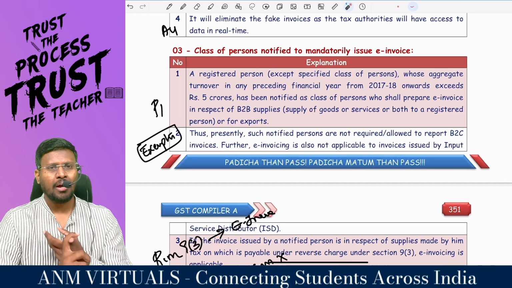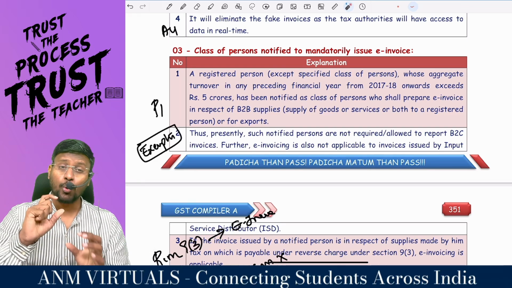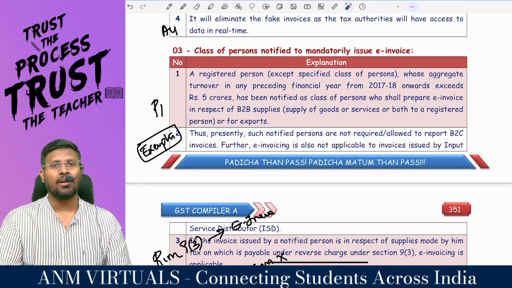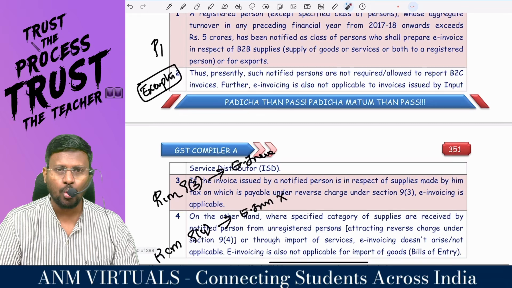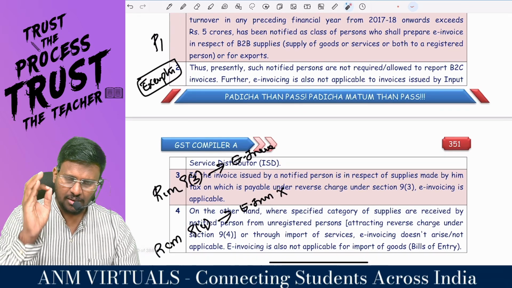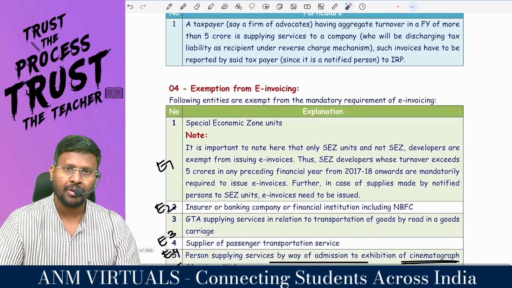Sir, if your aggregate turnover in any of the preceding previous years exceeds 5 crore, and if you are doing B2B supply, that is a very important point, then you are mandatorily liable to do e-invoicing. If it is B2C, no need. For 9.3 services also, e-invoicing will be applicable. For 9.4 services, e-invoicing will not be applicable.